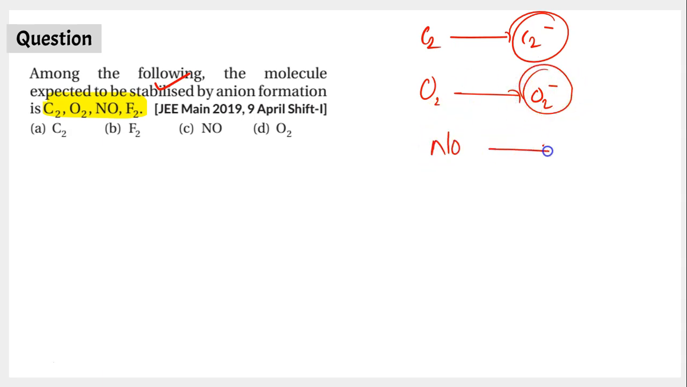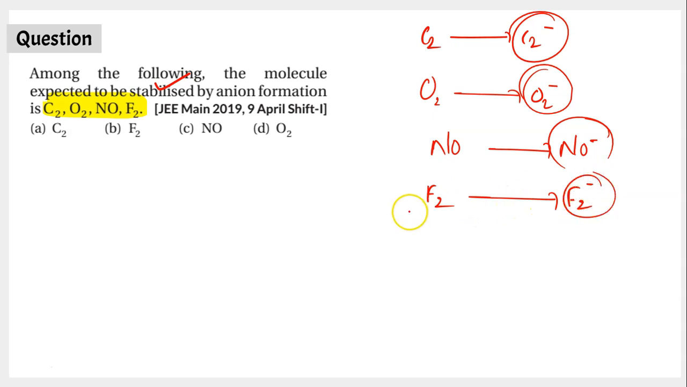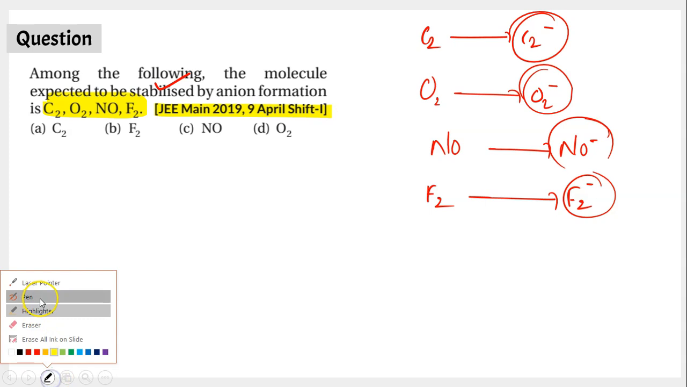And if the same is done with NO, will NO minus be more stable than NO? And if the same is done with F2, will F2 minus be more stable than F2? So this is what the question is talking about. This question is picked up from the Mains 2019 April Shift 1 question paper. Let us see how to solve this question.